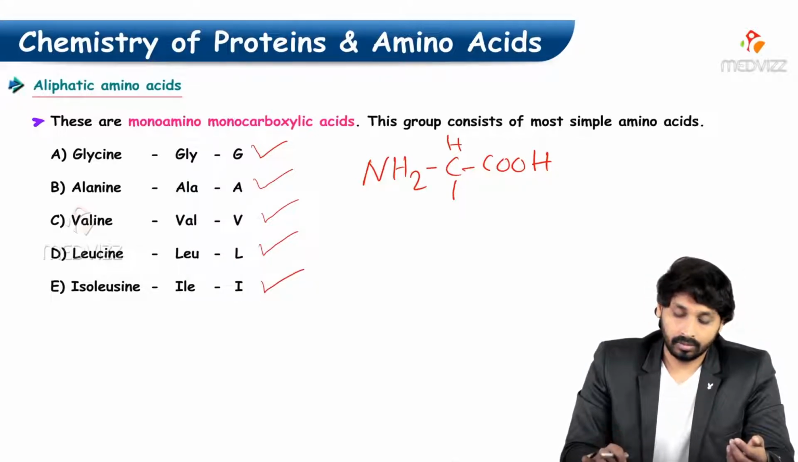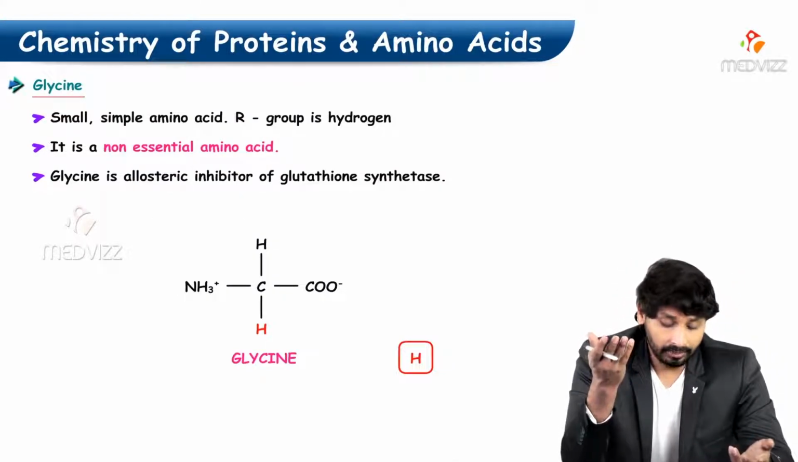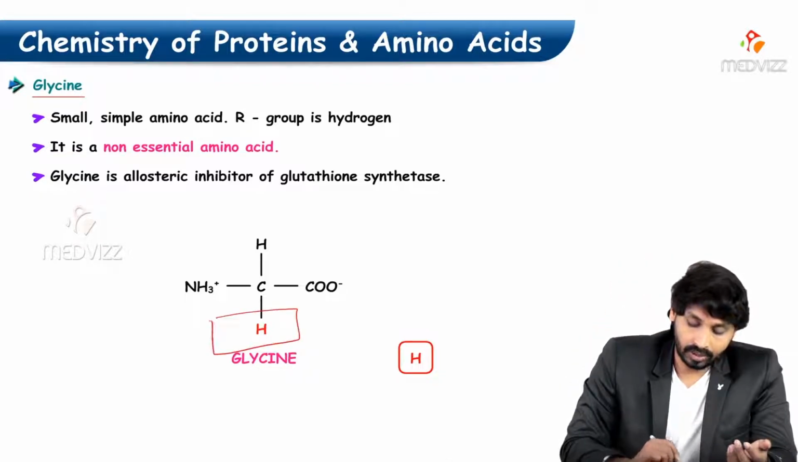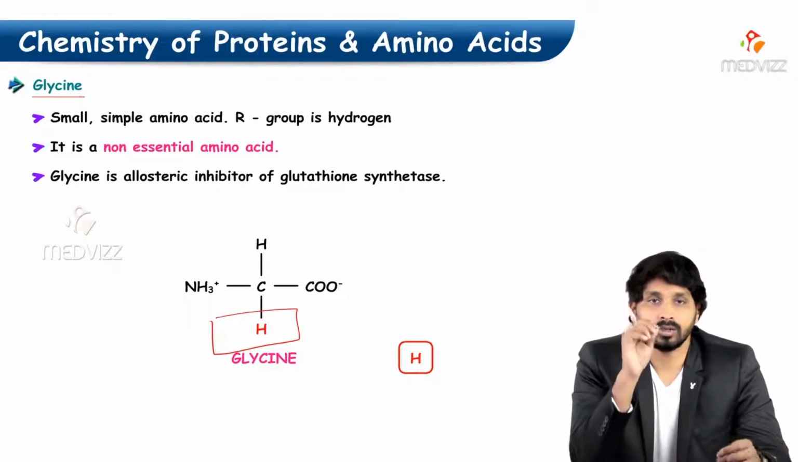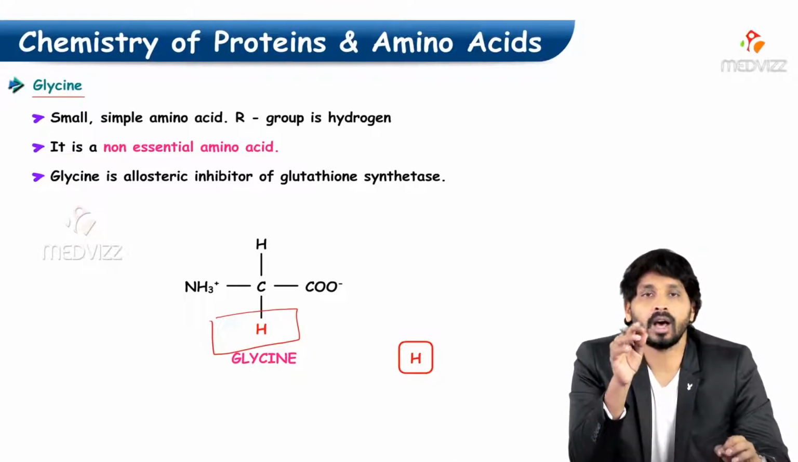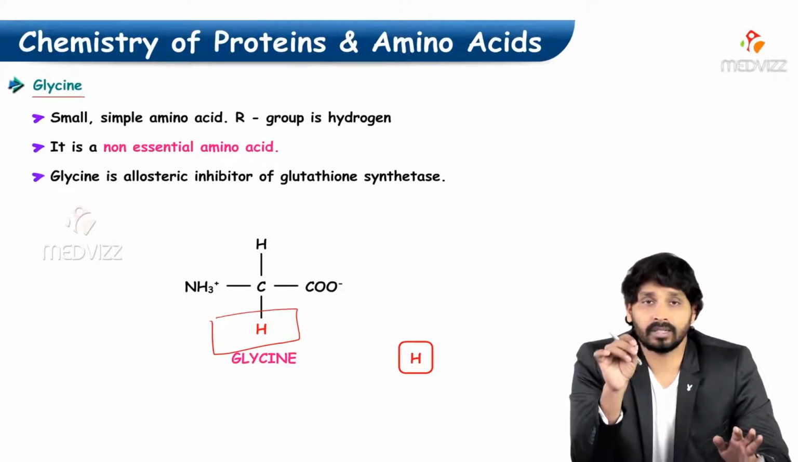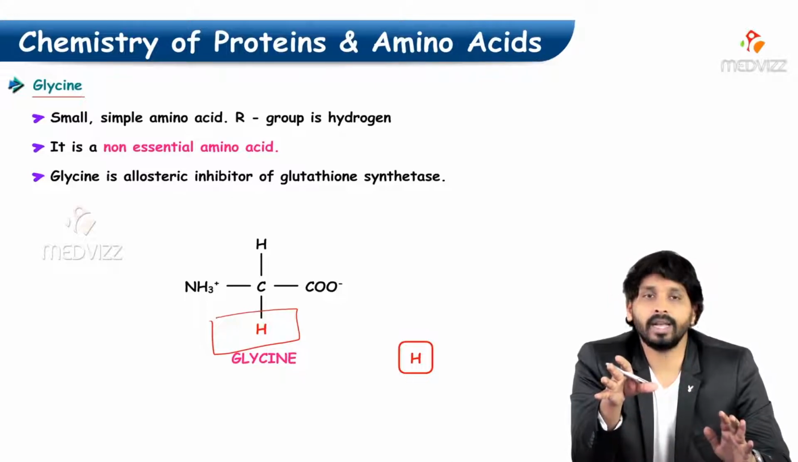So I'll show you the structures one by one. Glycine, you see here with the red mark I have mentioned. This is the functional group. H is there, right? So that is the R, that means the functional group. It is a simple amino acid, and the R group is hydrogen. And you remember, it is a non-essential amino acid. That means, in the lipid chapter we have already discussed what we mean by essential.